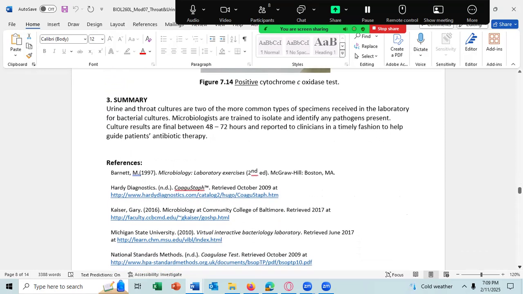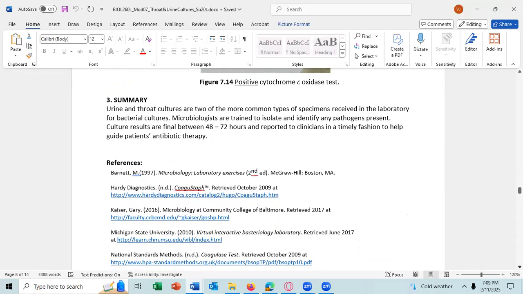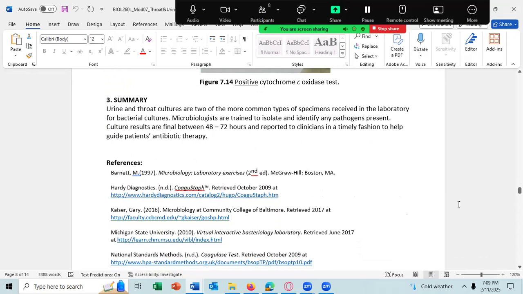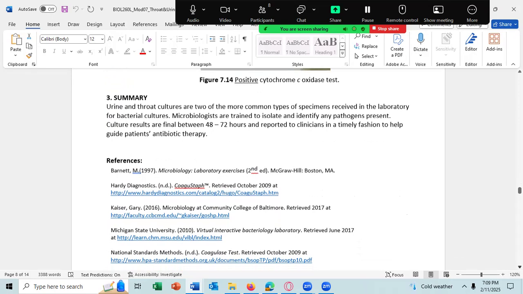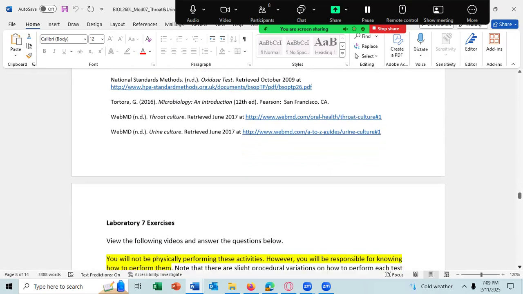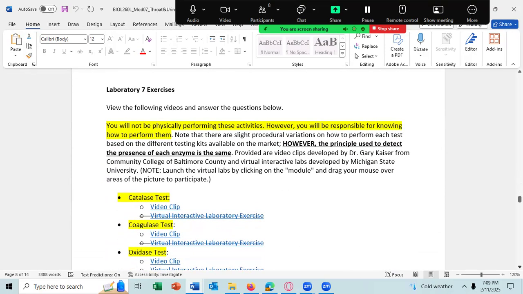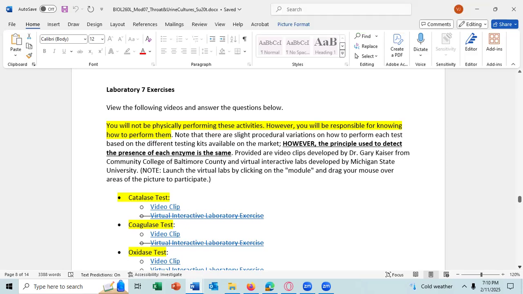All right, so that's it for the urine and throat cultures, discussing the major tests for each culture, and the media we use to grow a culture obtained from either the urine or the throat test. You're not physically going to be performing any of these activities, but you will be held responsible for knowing about them and how to perform them.